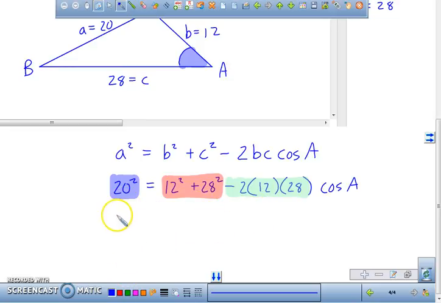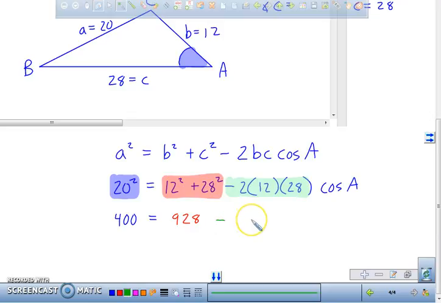The blue answer is pretty easy. That's just going to be 400 equals 12 squared plus 28 squared. What do you have? 928. That's what 12 squared plus 28 squared is. Now, negative 2 times 12 times 28. You get negative what? 672, times the cosine of A.